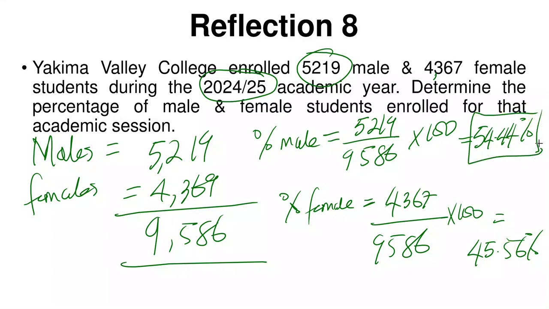Another way you can determine the female is that since you had this one already, you know it is over 100. So another way to determine the percentage of female will be the 100 parts minus the male part, which you already determined first. 100 minus 54.44 will still give you 45.56. So if you get the percentage of the first part, the remaining part will be 100 minus that part to give you the rest, because it is always in 100 parts.